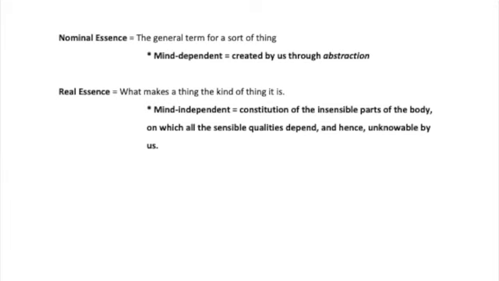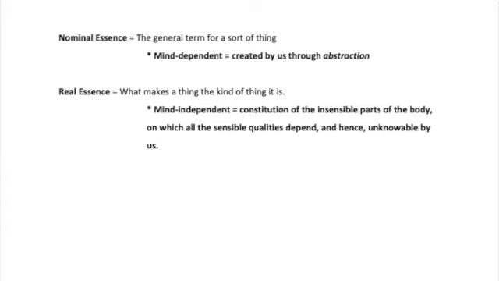The real essence of a thing is the constitution of the insensible parts of the thing, on which all its sensible qualities depend. Now, Locke thinks that real essences are unknowable by us. Indeed, they're unknowable by us by definition. And so the thought is, the real essence of gold, let's say, is what explains why gold has all of the sensible qualities it in fact has. But since all our ideas of gold come by sense perception, all we can have ideas of are the sensible qualities of the gold. We can't have ideas of whatever that real essence of gold is, on which its sensible qualities depend.